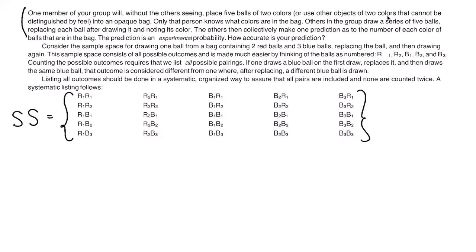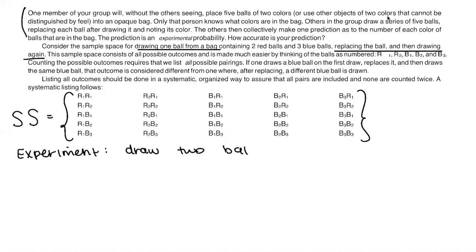So we want to get our experiment taken into consideration first. You're going to draw 1 ball from the bag, replace it, and then draw again. So if we want to write out our experiment a little bit more precisely, draw 2 balls with replacement. That would be the shorthand to say that.